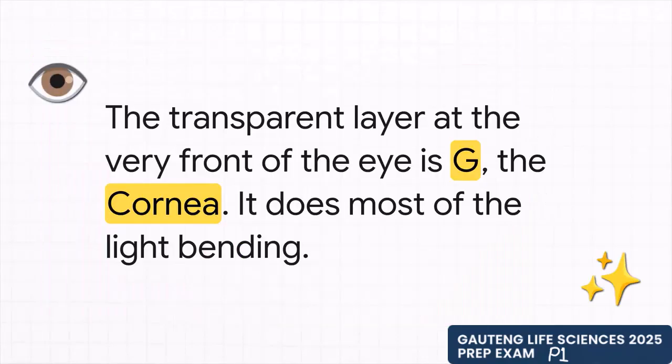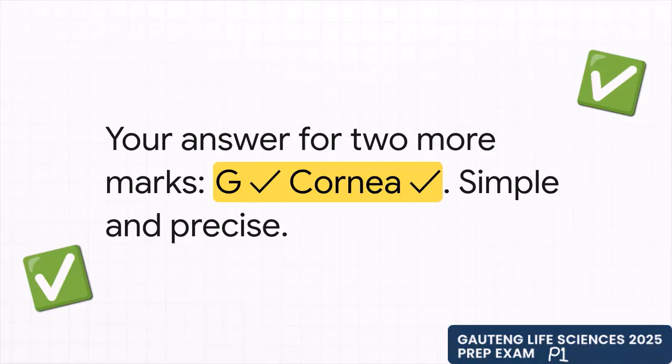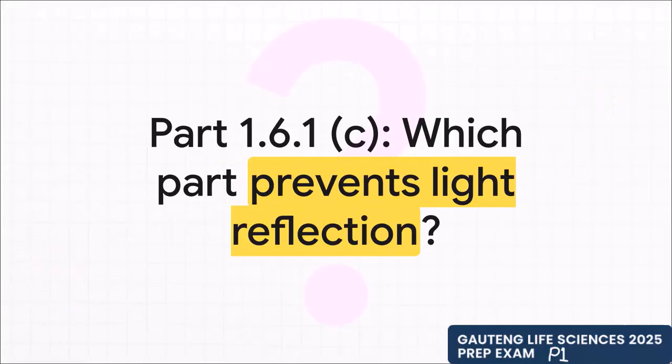Let's look at the diagram. The clear, outermost layer right at the front, that's got to be G, and we know that part is the cornea. It's the eye's main lens, doing most of the work to bend that incoming light. And there you go. On your answer sheet, G and the name, cornea. That's another 2 marks in the bag. You see the pattern here? Know the function, find the part, write it down. You got this.